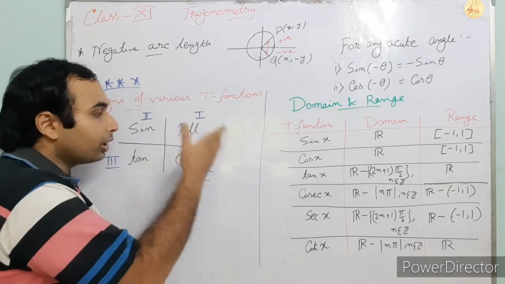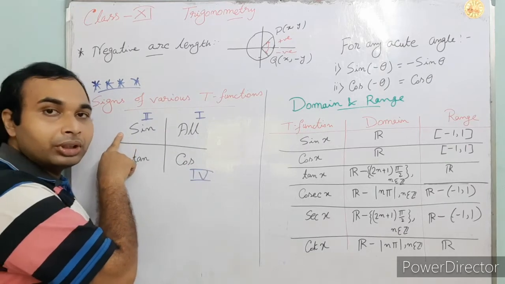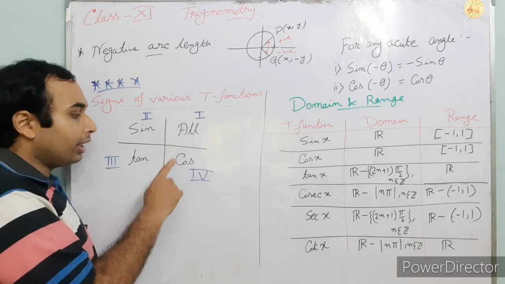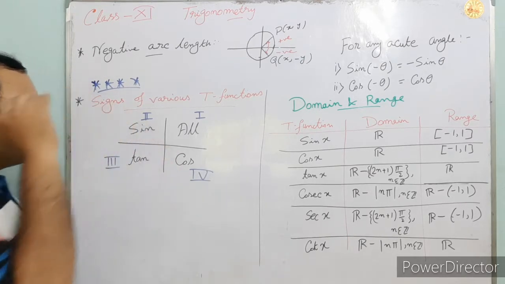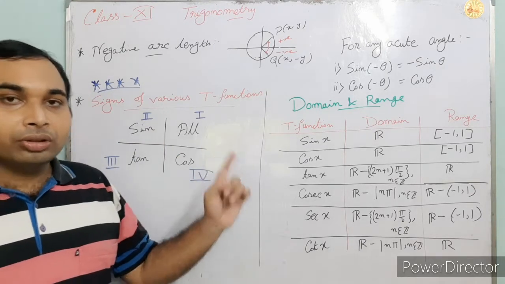So here all the trigonometric ratios have the positive sign. Here only sine and cosec have the positive sign. Here tan and cot have the positive sign, and here cos and sec have the positive sign. You have to keep it in mind in that rhythm: all, sine, tan, cos. Okay.